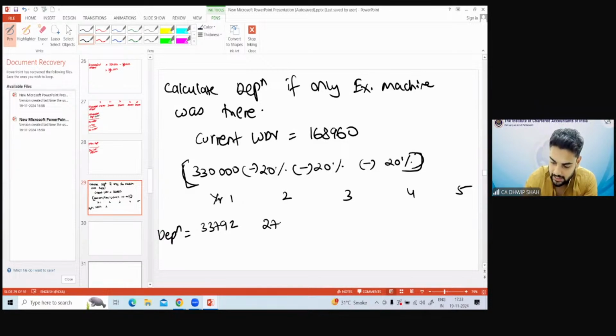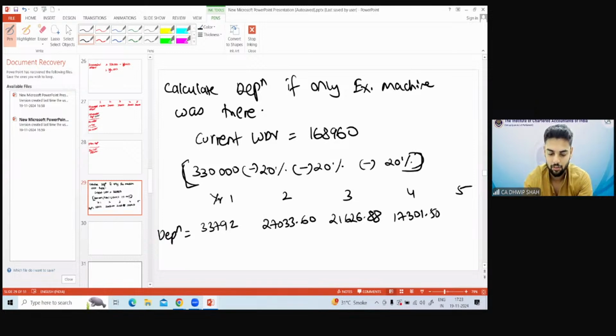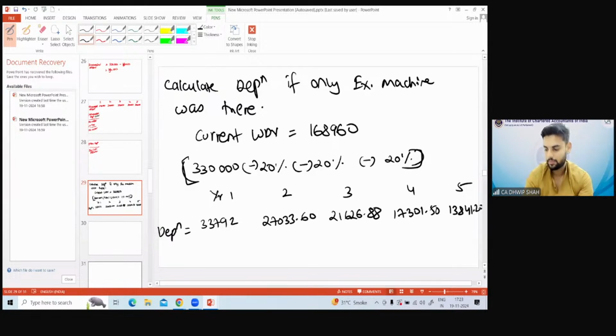It would be 27,033.6 for year 2. It would be 21,626.88 for year 3. It would be 17,301.50 for year 4. And for year 5, it would be 13,841.2. Are you following? How did this come?